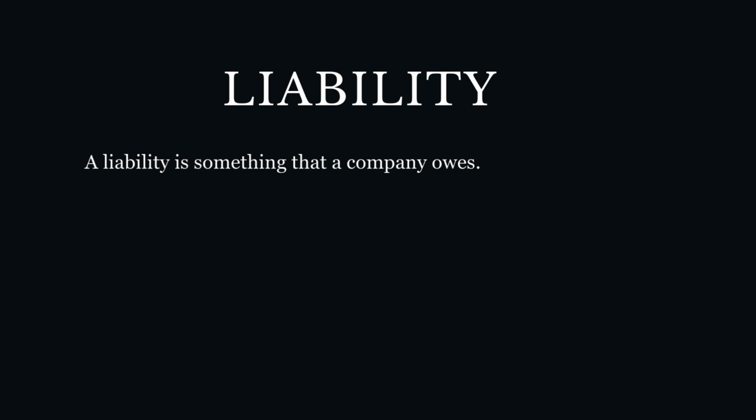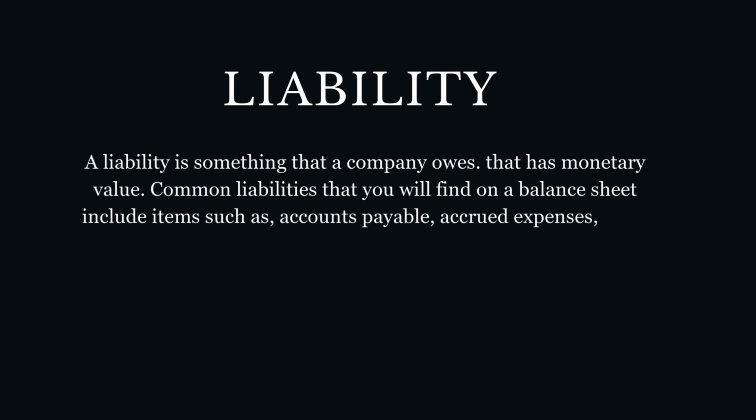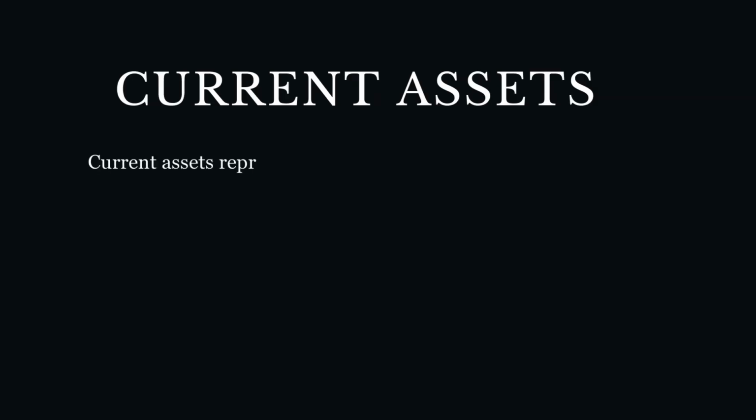Liability. A liability is something that a company owes that has monetary value. Common liabilities that you will find on a balance sheet include items such as accounts payable, accrued expenses, taxes payable, and wages payable.